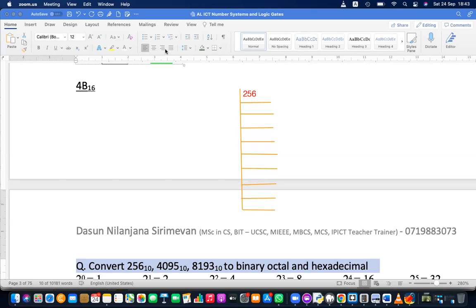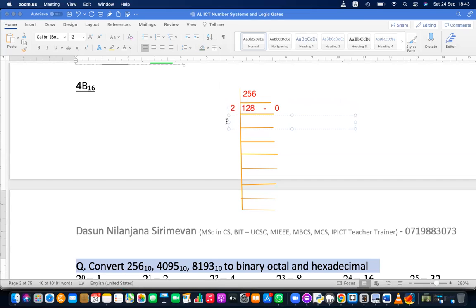Okay, 256 divided by 2. First of all, you have to divide by 2, right? 256 divided by 2, then the answer is 128. And the remainder is 0, right? The remainder is 0, and 128 divides evenly.